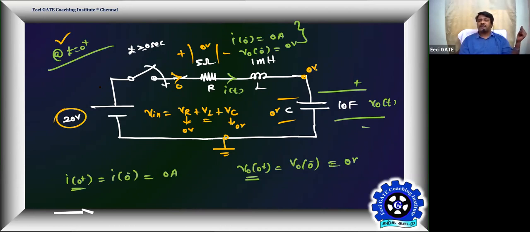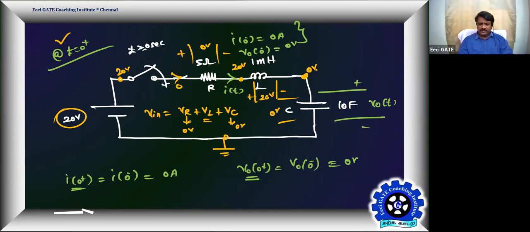That's what happens. Now, since this is 0, this point is 20, and you are not getting anything across the resistor. Therefore, this point is still 20 volt, and the capacitor is not holding any potential. Therefore, this point is 0. Therefore, the voltage across the inductor is going to be the entire supply voltage.